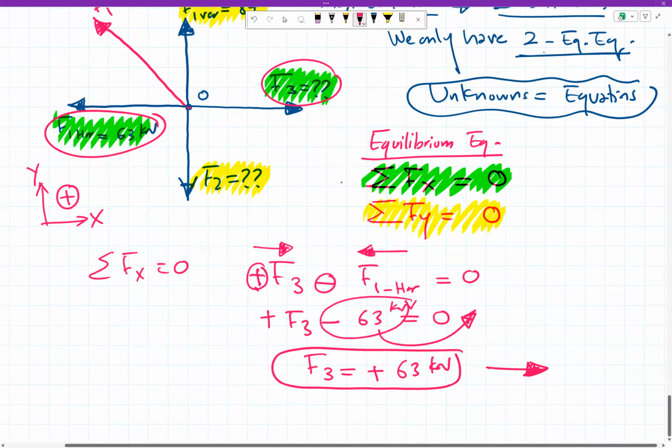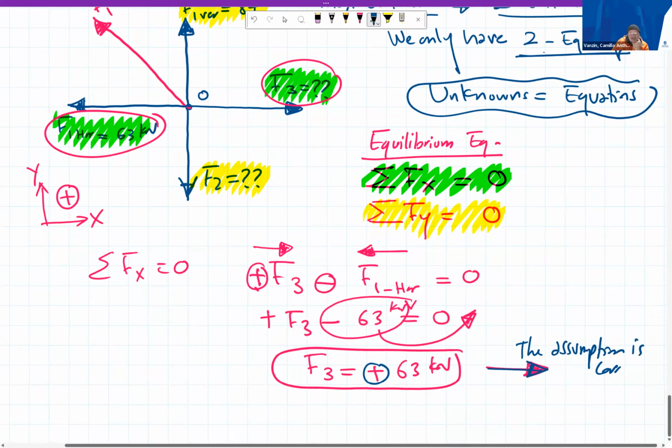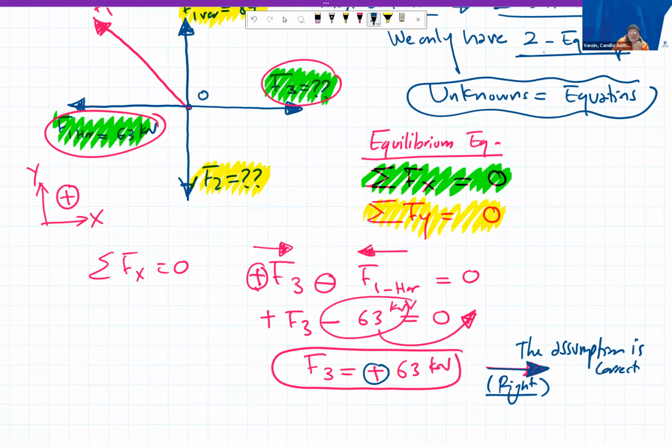So this positive sign indicates what? To the right. Actually, it is not indicated only on the right. It indicates that our assumption is correct. Here it is given directly to the right, but if you are doing this yourself and it is unknown which direction it is, you can assume it to the left or to the right, up to you. Okay, so this is for summation Fx.